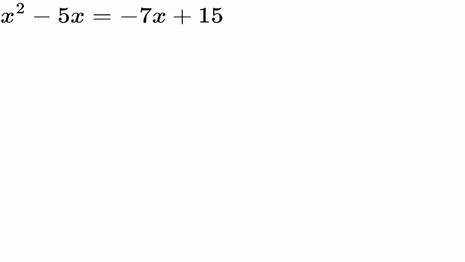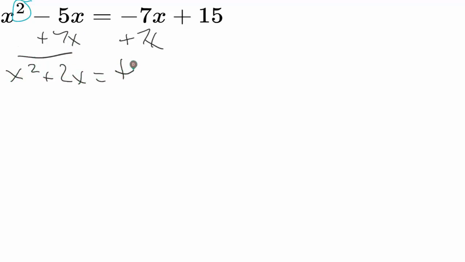All right, we see a quadratic formula, and the reason we know that this thing's quadratic is because of the x squared here. So quadratic formula we can solve by graphing, solve by factoring, solve by the quadratic formula. The key here is that we need it set to 0. So we've got to get everything on one side. So I'm going to go ahead and add 7x to both sides. So this gives me x squared plus 2x equals 15.